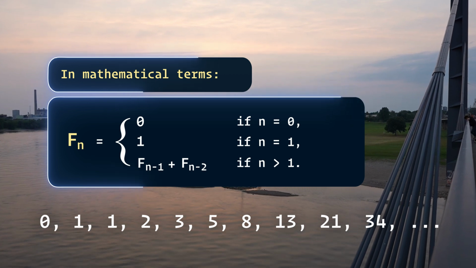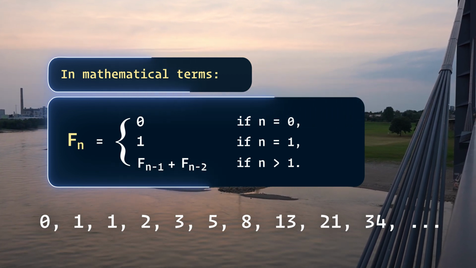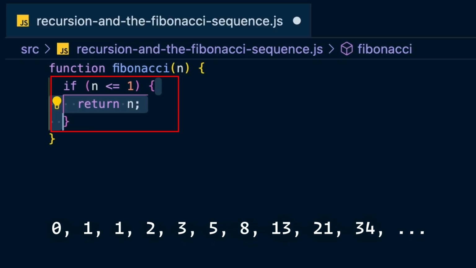And then f of n is equal to f of n minus 1 plus f of n minus 2. Here is what the Fibonacci function looks like in JavaScript. If n is 0 or 1, the function returns n directly. These are the first two numbers in the Fibonacci sequence.